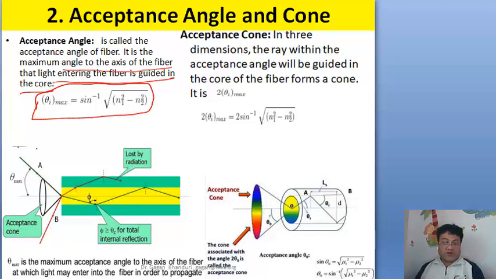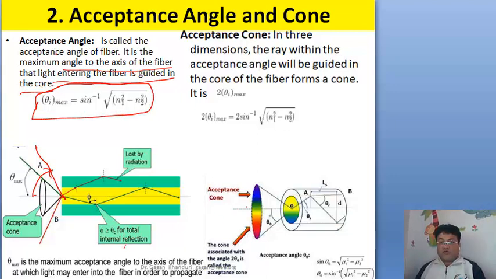So if you are sending the light from greater than this angle, then the total internal reflection condition would not be met. So the incidence angle from air has a limitation, and that is called the acceptance angle of that optical fiber, and the formula is given by this.